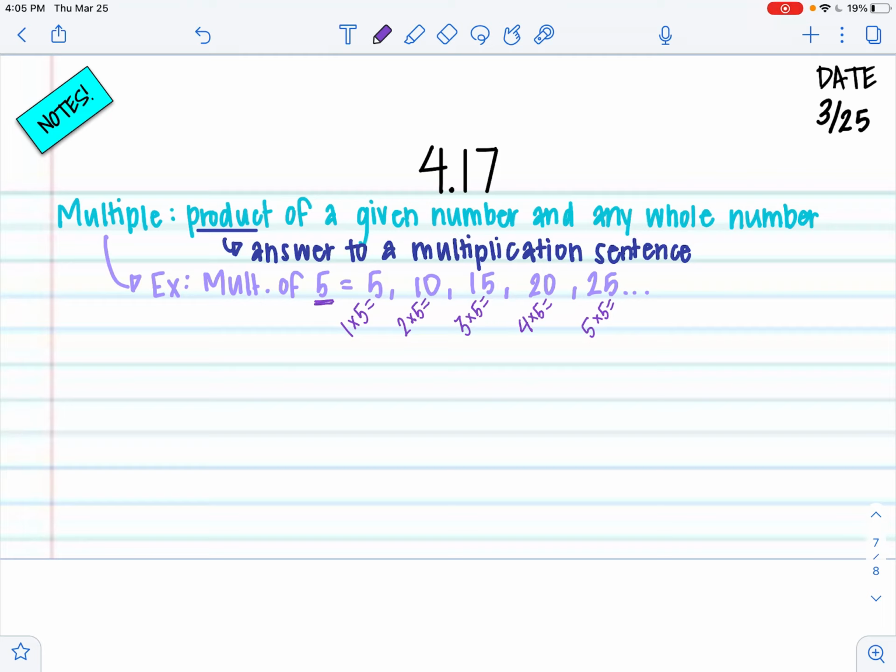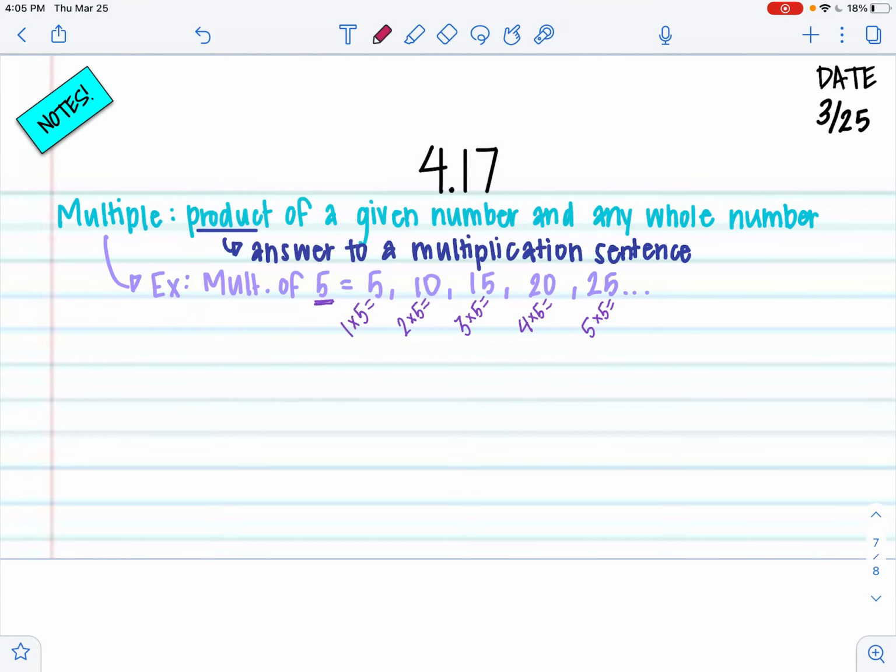So when I ask you for the multiples of a number, I'm just asking you to count by that number. Or you could also think of it as multiplying that number by 1, 2, 3, 4, 5, whatever is easier in your head, whatever clicks for you.